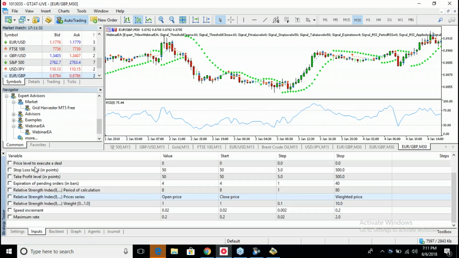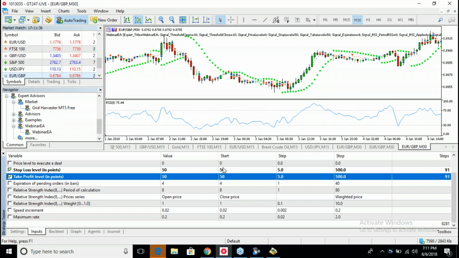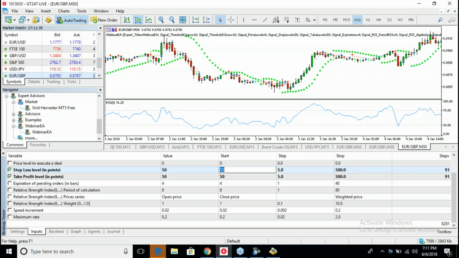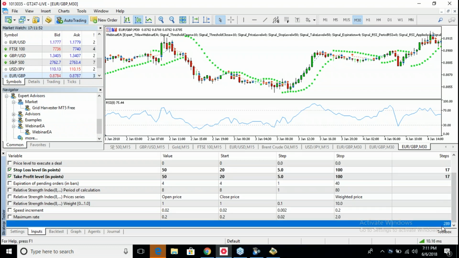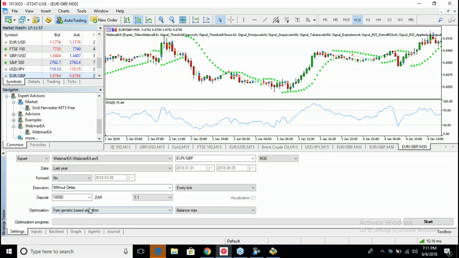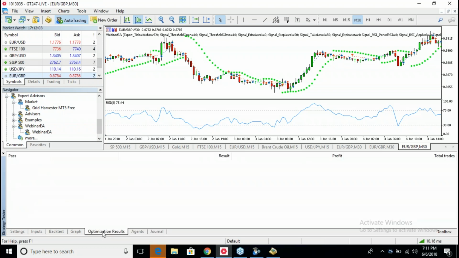So I then go and say, listen, I want to change my stop loss and my take profit value, and I want to run the stop loss value from 20 to 100, and I want to run the take profit from 20 to 100, and it'll show you the 289 different iterations of the backtest it will run, the optimization. So if I then just say start, you can have a look here. Here are the optimization results.